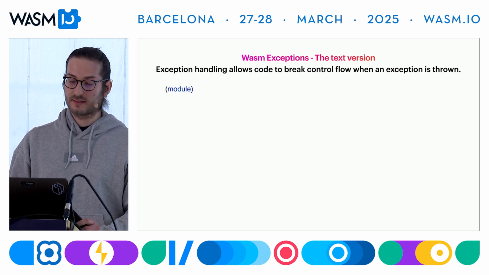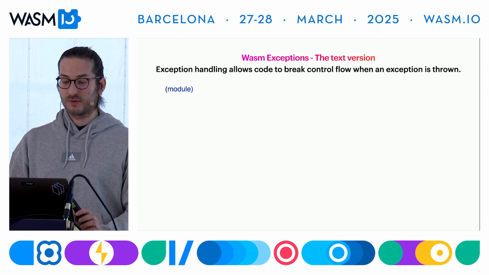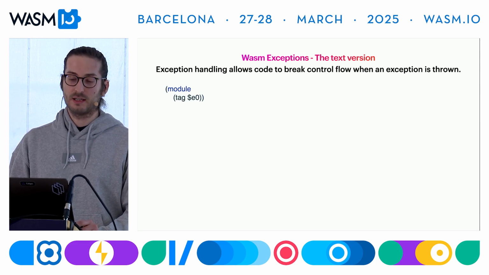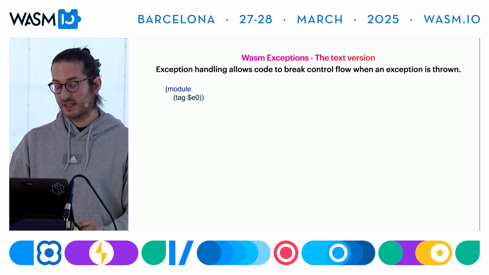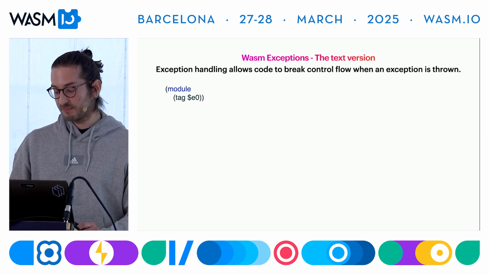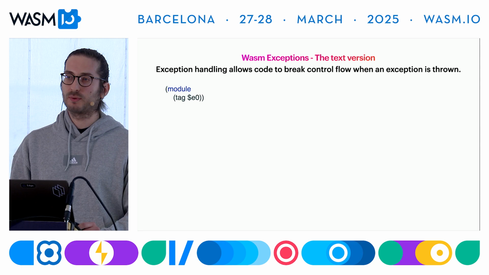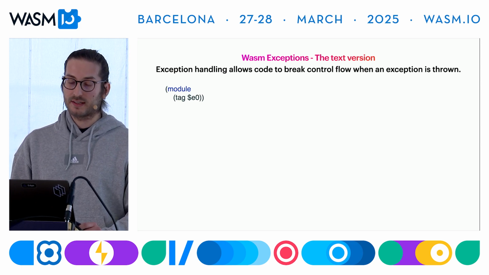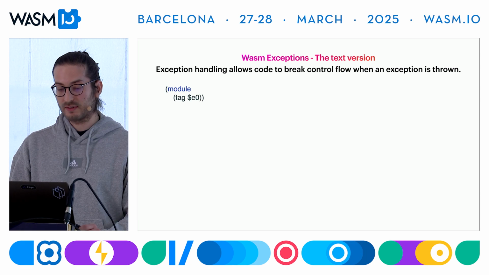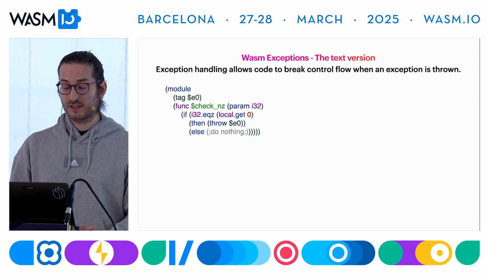So let's start slow. In the beginning, there was the module. After the module came the tag, and the tag pretty much is a way to represent an event that will happen in the code. As of now, tags can only represent exceptions, but in the future, the plan is to have tags represent other kinds of events. After the tag came the function that throws.